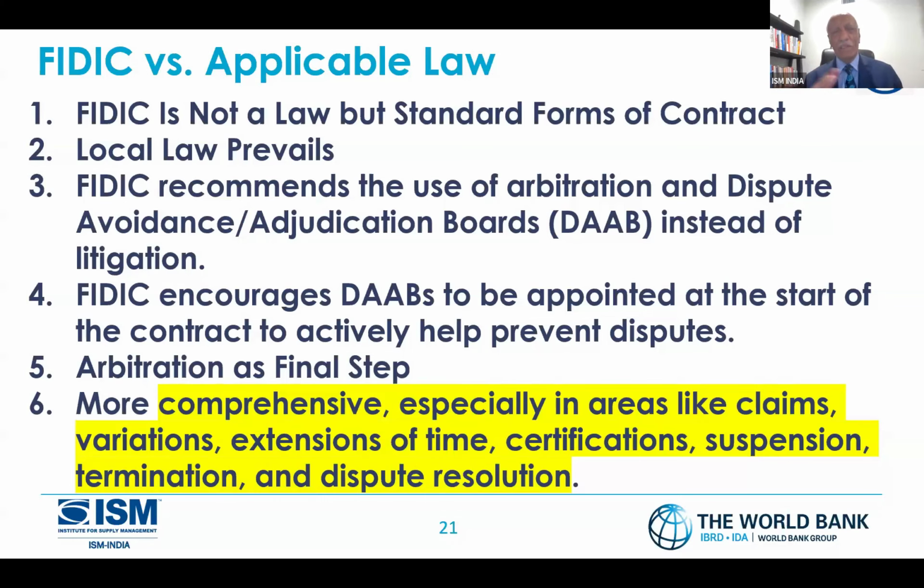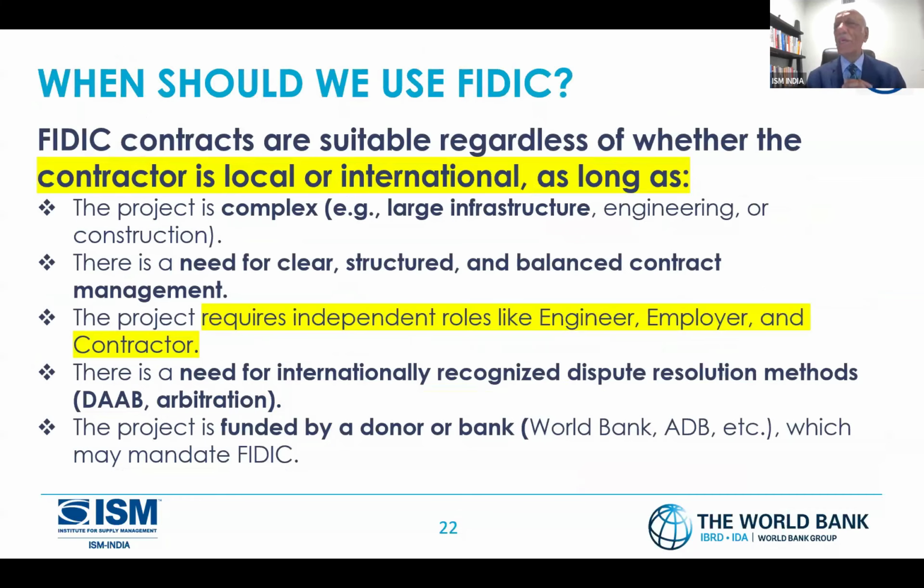Variation: you want to change the design for some reason, you're welcome. Extension of time, EOT: you want an extension of time, guys. Now, something has delayed, floods have come, an earthquake has come, I want to extend the time. The contractor will say, sorry guys, no, my people are already here. So certification, suspension, termination, and dispute resolution. I think if anything of this nature comes, those are built into the FIDIC contract. When should we use this one? That's the first thing before I go into the depth of it.